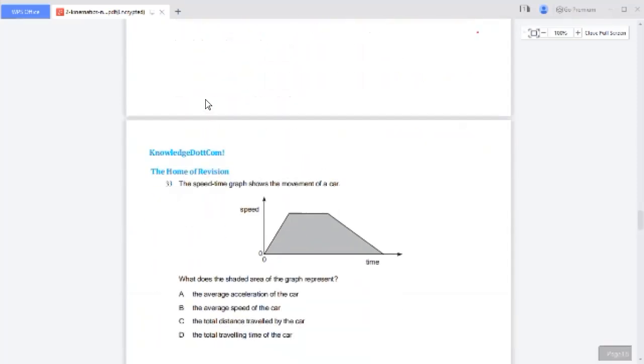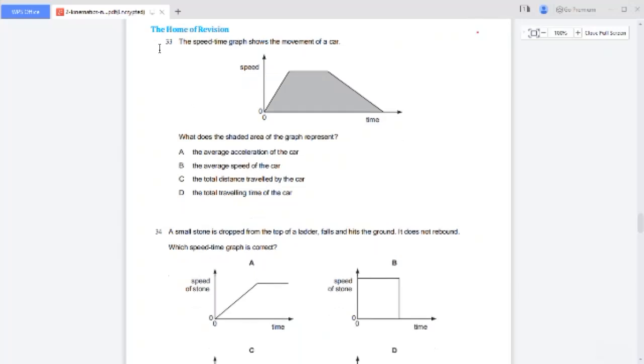Okay, so let's move to the next one. Number 33. The speed time graph shows the movement of a car. What does the shaded area of the graph represent? So we know that in the case of a velocity time graph, the area under the graph actually represents the distance traveled by the object. Here is the speed, here is the time, and it's a speed time graph. The shaded area, actually the area under the graph, represents the distance traveled by the object.